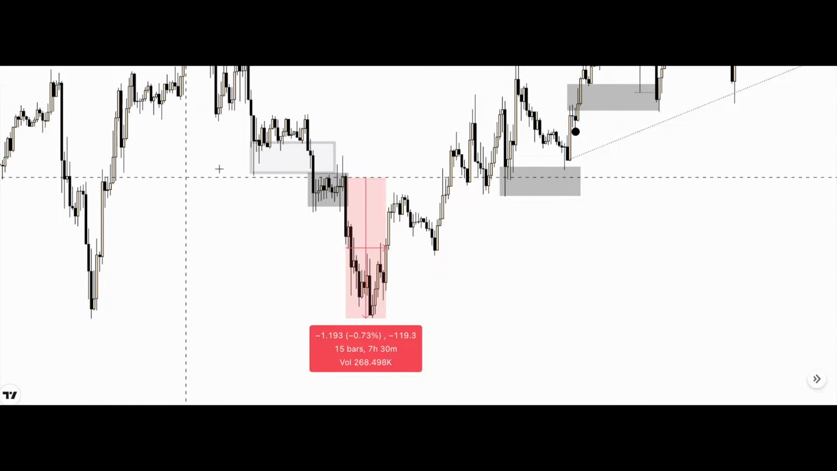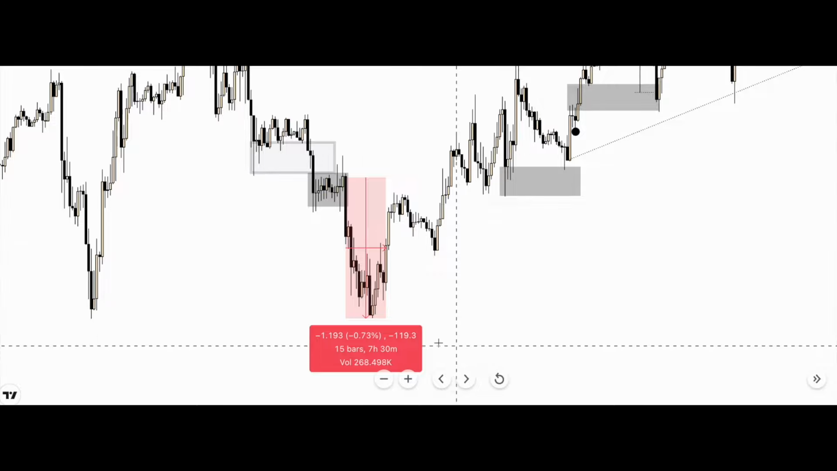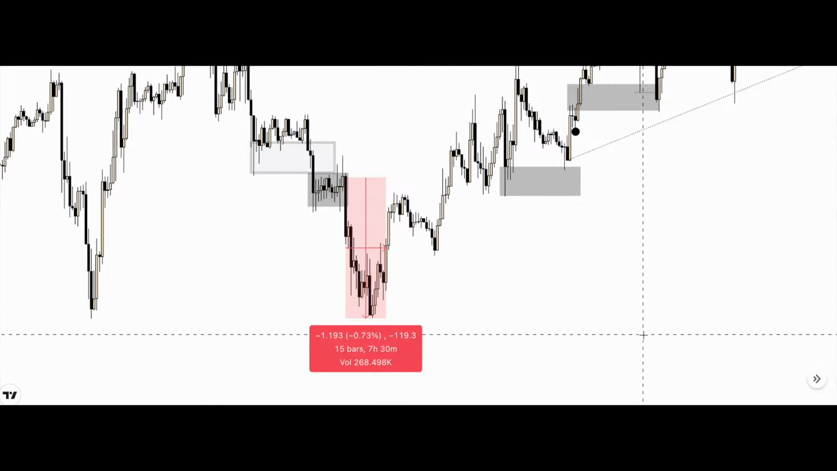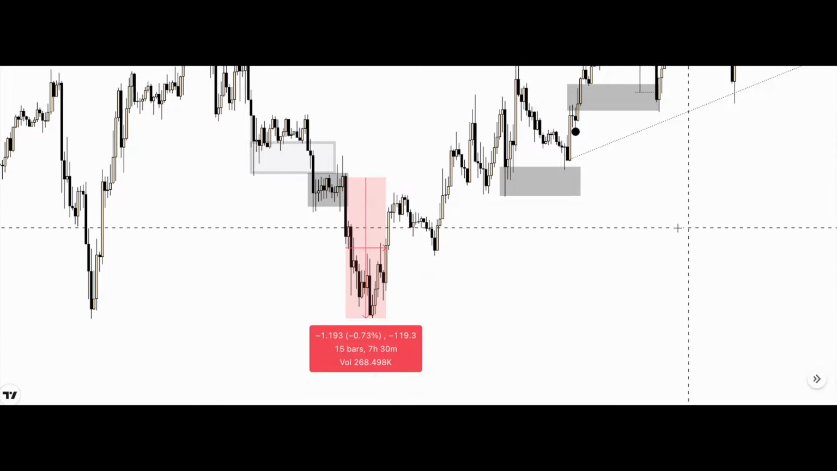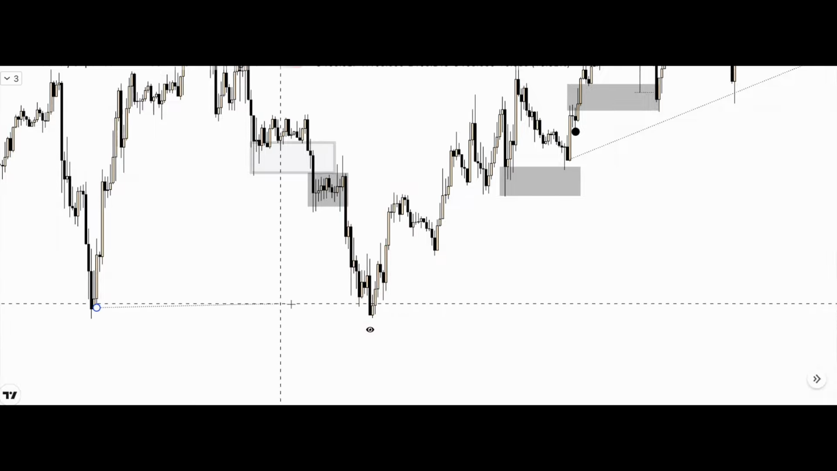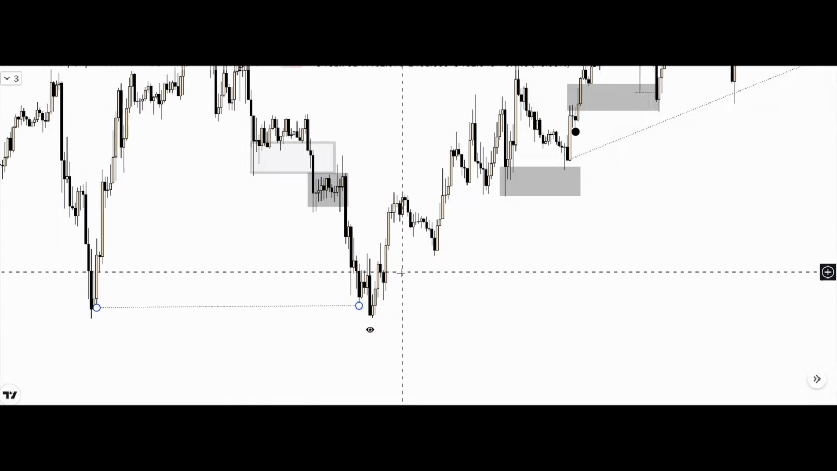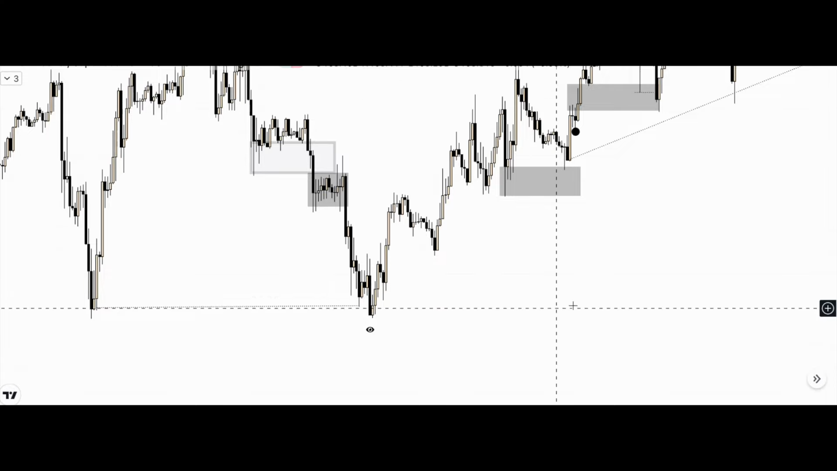Now, I know it didn't continue all the way down and reach 4-hour lows, 1 hour lows, daily lows. However, what it did do was take out internal range liquidity to the left, which makes it apparent that we did take our partials right here.